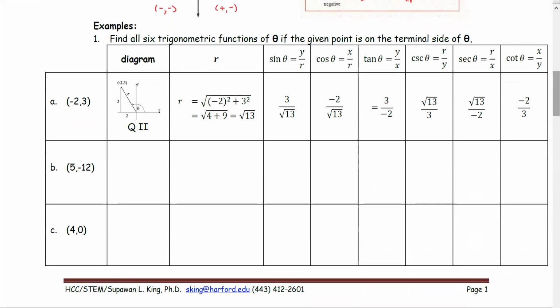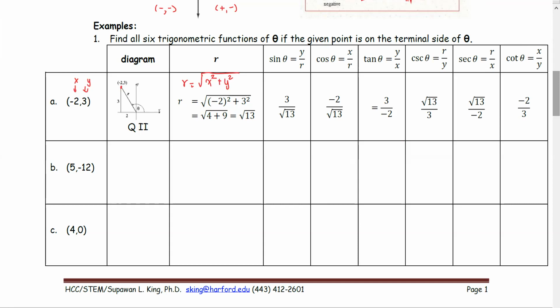The first example: find all six trigonometric functions of theta if the given point is on the terminal side of theta. Part A, the ordered pair (-2, 3), where x is negative 2 and y is positive 3. This ordered pair is located in the second quadrant. To find r, r is the square root of x squared plus y squared. Therefore, r is the square root of the quantity negative 2 squared plus 3 squared. That results in the square root of 13.